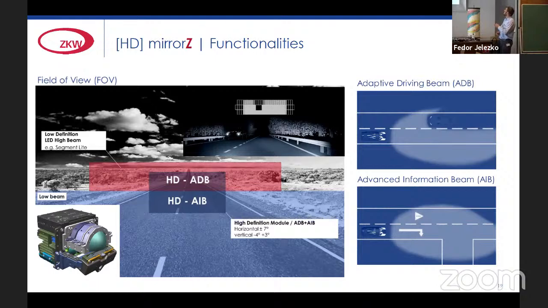So with this kind of scheme, you can either do deglaring, which is called advanced information beam, or you can project things on the road. So you can tell the driver, for instance, okay, turn to the left in about 100 meters, or be aware, do not drive so fast. There is a speed limit of a certain kind.